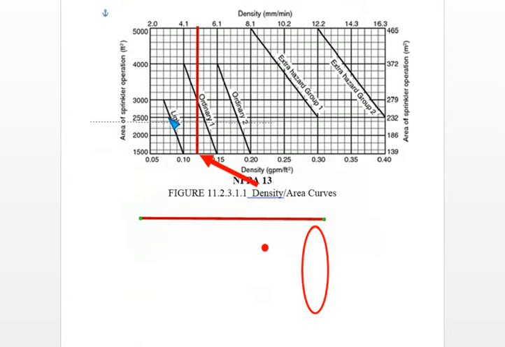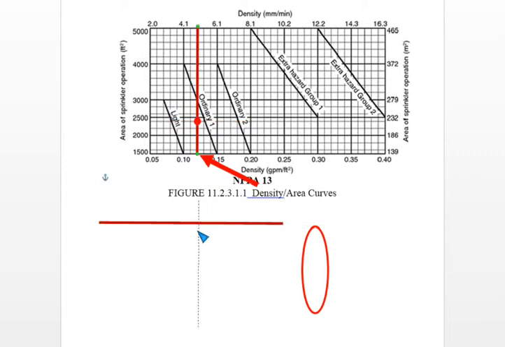So we'll identify where 2,400 square feet is located, and we'll drop it right here, and we'll make a point right where the two lines intersect. And if I just pull these lines away, you'll see exactly where the plot is on the chart.